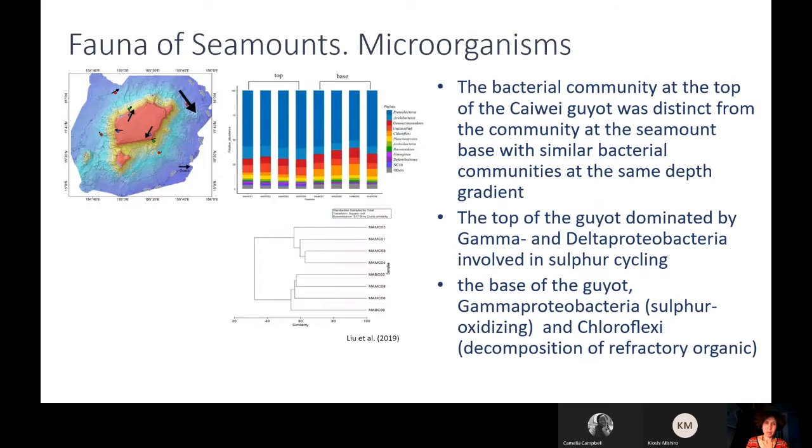There were some additional studies of microorganisms at Kocebue Guyot in the Chinese claim zone, and it was shown that the microorganisms from the top are quite distinctive from those from the base, and similar bacterial communities inhabit similar depth gradients, and they have different functions.